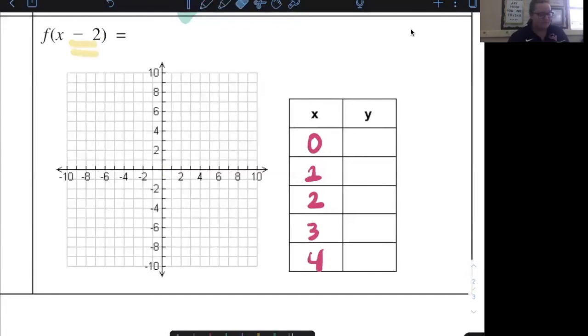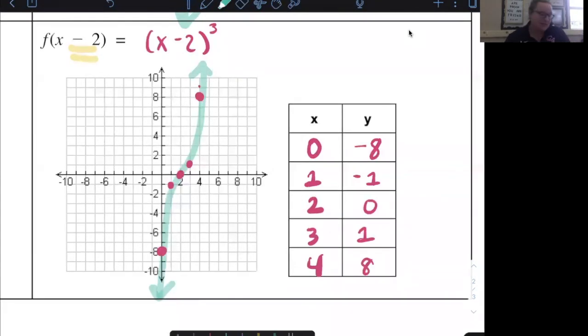plug them in and see what happens with those y values compared to the parent function and get that thing graphed. So go ahead and finish this on your own. Make sure you write the function, find your points in your table, plot them on the graph, press pause, press play when you're ready to check your work.